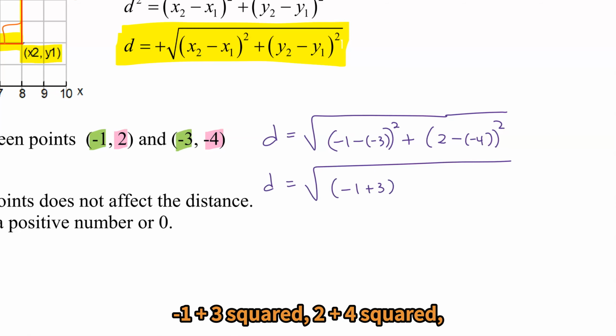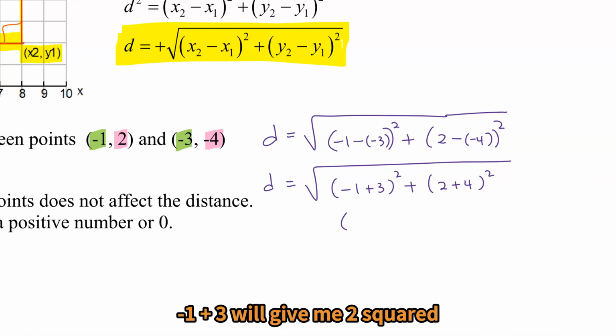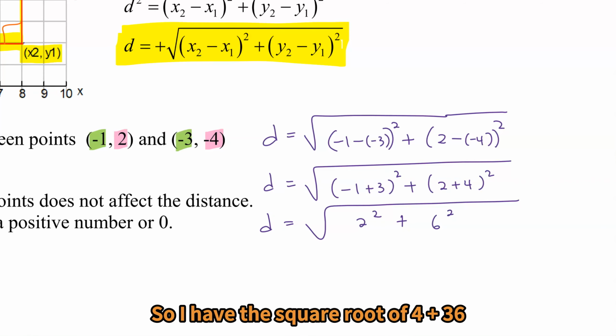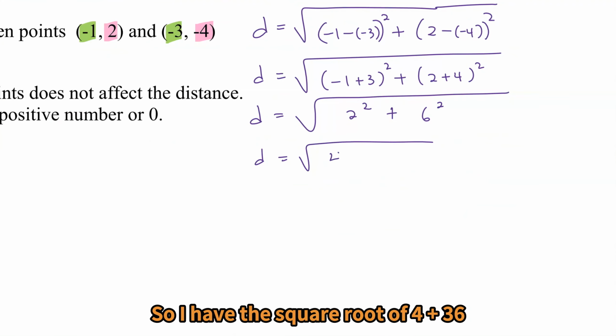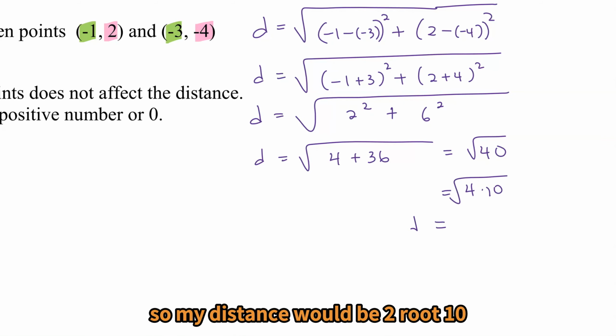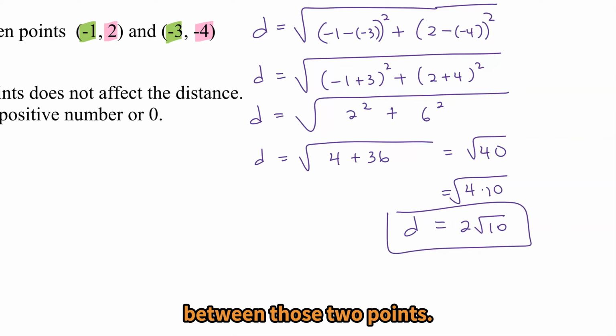Negative 1 plus 3 would give me 2, squared. 2 minus 4 is negative 2, squared. So I have the square root of 4 plus 4, or the square root of 8. Simplify it. 8 is 4 times 2, so my distance would be 2 root 2 between those two points.